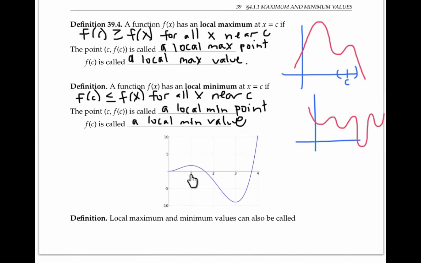In this example, assuming that the domain is 0 to 4, we have a local minimum point right here because it's the lowest point anywhere nearby. It also happens to be an absolute minimum point.